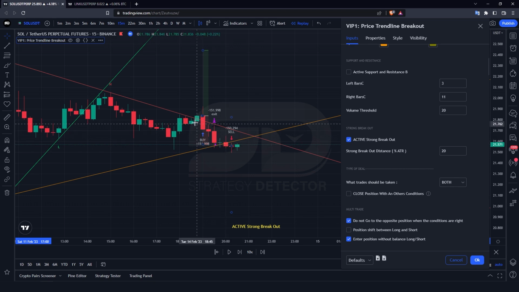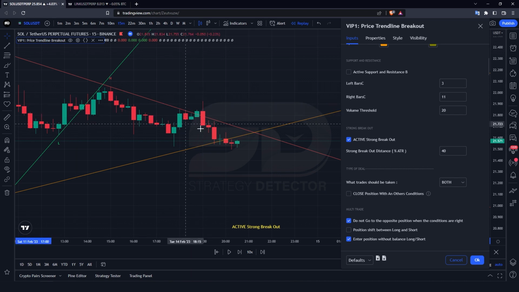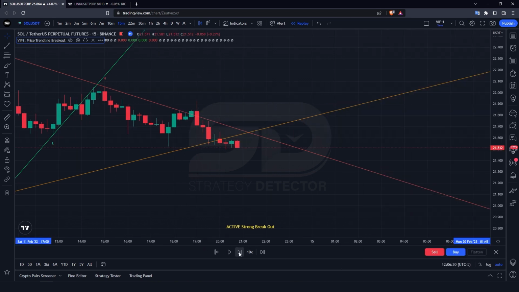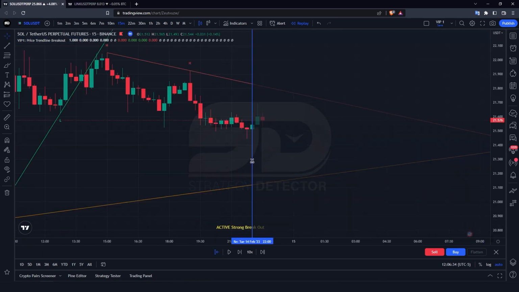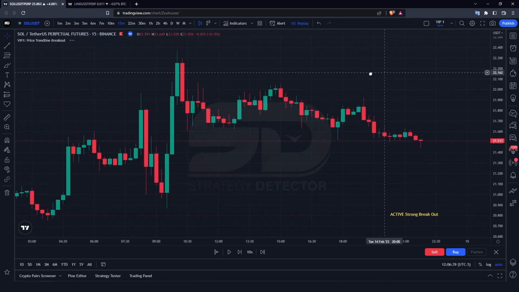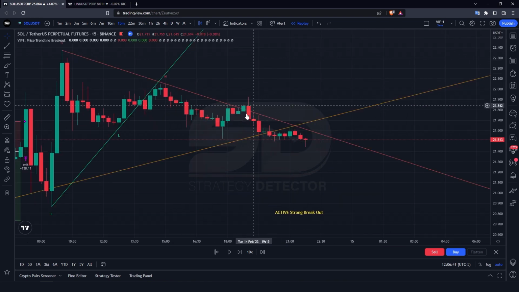Or here you can see another one, and we have a weak breakout here. If we change the 20 to 40, it means that our candle needs to break the trend line and pass at least 40% of ATR and then close. Then you see our strategy won't take positions in these small breakouts. This feature is called strong breakout.